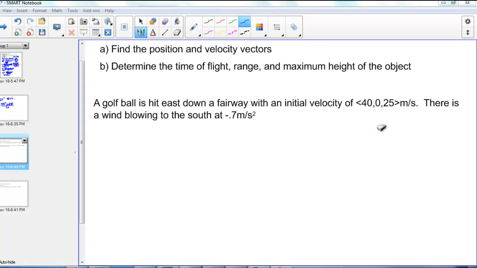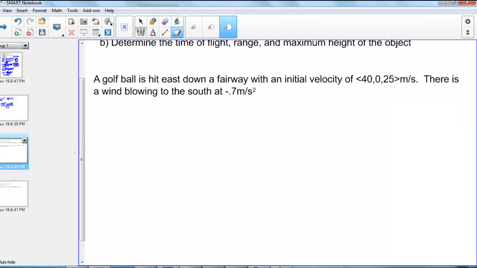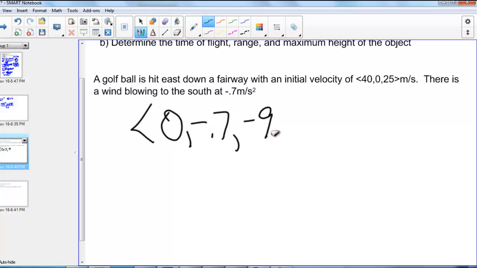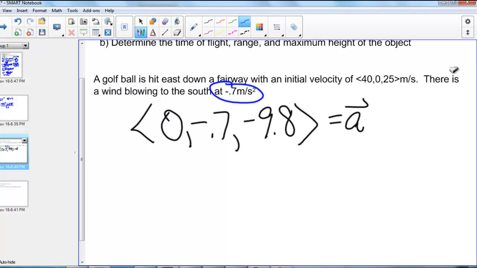Three-dimensional gravitational fields use the same formulas for range, time of flight, and maximum height, and are very similar to two-dimensional motion, but have that added extra dimension. So let's say we have a golf ball hit east down a fairway with an initial velocity of 40, 0, 25 meters per second. There's a wind blowing to the south at negative 0.7 meters per second squared. So in this case, we're starting off with 0, negative 0.7, negative 9.8 as our acceleration.